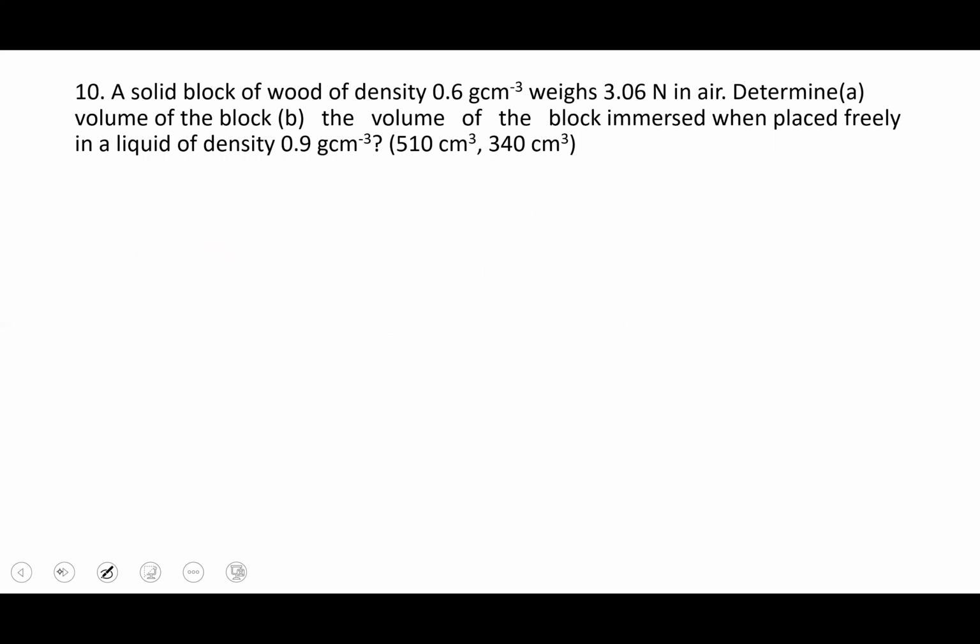Moving on to question number 10, it says a solid block of wood of density 0.6 grams per centimeter cube weighs 3.06 Newton in air. Determine A, the volume of the block. B, the volume of the block immersed when freely floating in liquid of density 0.9 grams per centimeter cube.